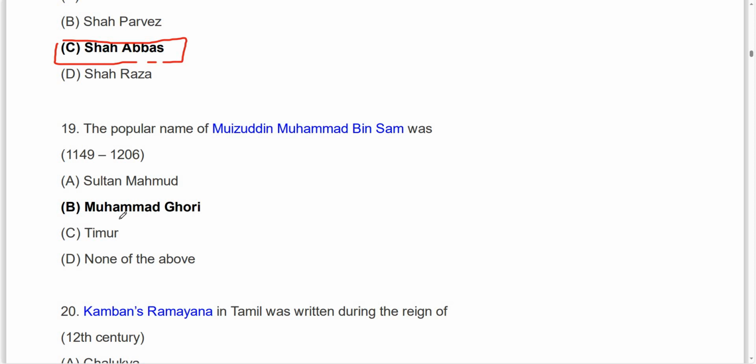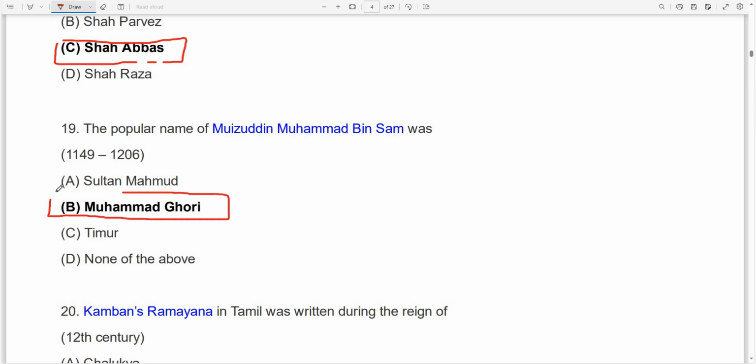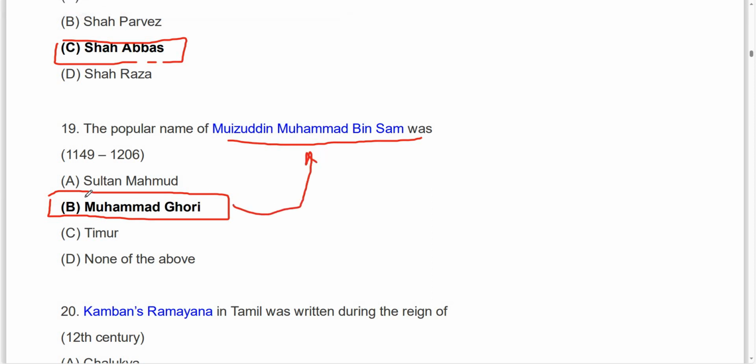Moving on to the next, the popular name of Muizzuddin Muhammad bin Sam was Muhammad Ghori. That is the original name, and the most popular name is Muhammad Ghori. The original name of Muhammad Ghori was Muizzuddin Muhammad bin Sam, and he ruled from 1149 to 1206.